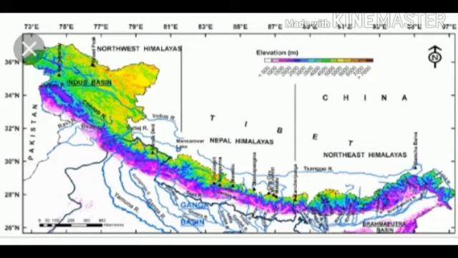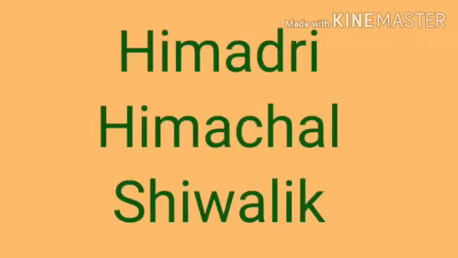Students, can you tell in which part of Himalayan altitudinal extent is greater? Yes, the eastern half of the Himalayas have greater altitudinal extent than western half. Students, the Himalaya consists of three parallel ranges in its longitudinal extent. The three parallel ranges of the Himalayas are Himadri, Himachal, and Shiwalik.